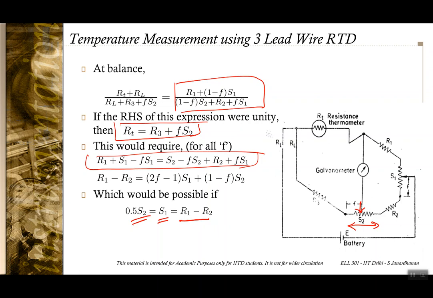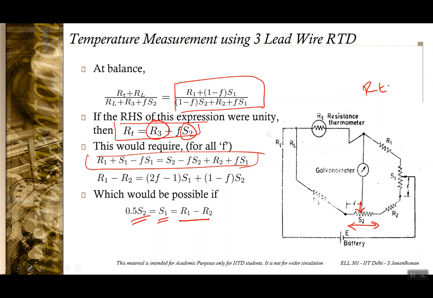by merely measuring the slide wire position, I can basically get a value of the resistance. In fact, the slide wire itself can be calibrated in terms of RT, because R3 is going to be constant and S2 is going to be constant. On the other hand, if we had not done that, then in each reading, at each balance, you have to solve this equation for RT. Okay, hope that is clear.